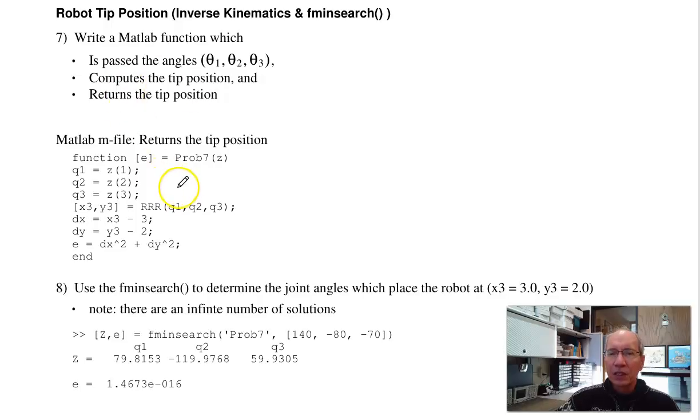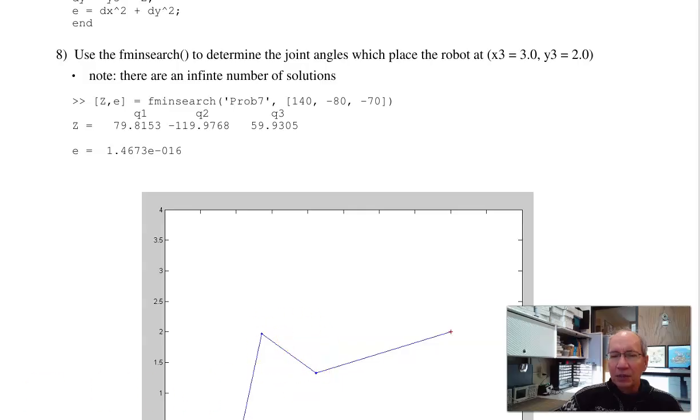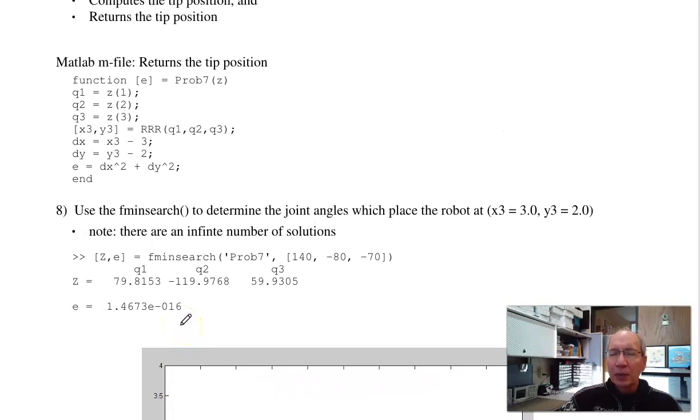Now what I could do is I've got that RRR command, keep on guessing until I get the answer right. That's actually really hard because this is pretty nonlinear. The joints keep changing. Well, it's got sines and cosines. Trying to go to a point is not trivial. This is where the Matlab command fminsearch really shines.